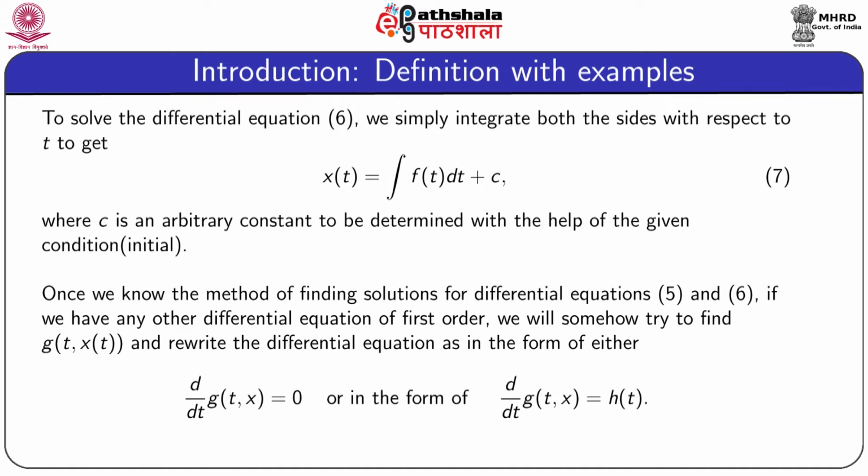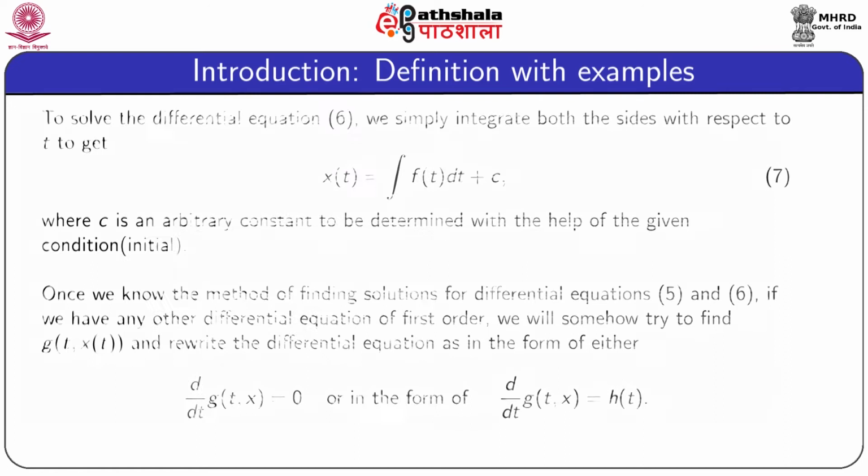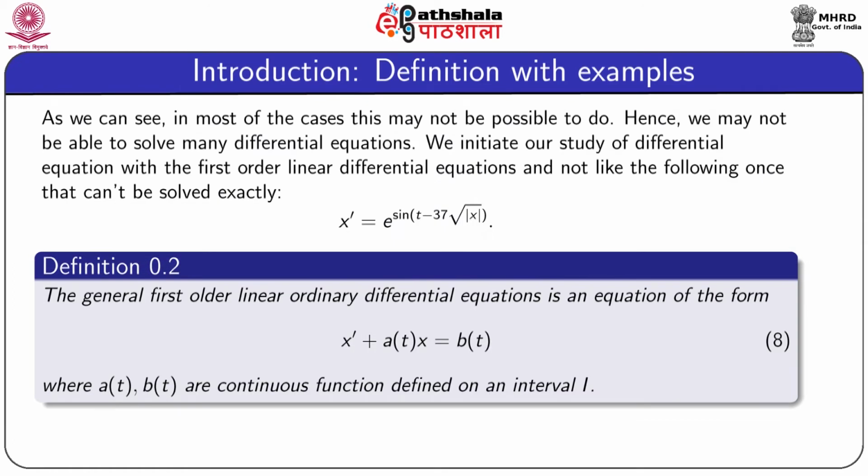Once we know the method of finding solutions for differential equations 5 and 6, for any other differential equation of first order, we will somehow try to find a function g and rewrite the differential equation in the form d/dt of g(t)x equal to 0, or in the form d/dt of g(t)x equal to some function of t, say h(t). As we can see, in most cases this may not be possible to do. Hence, we may not be able to solve many differential equations.